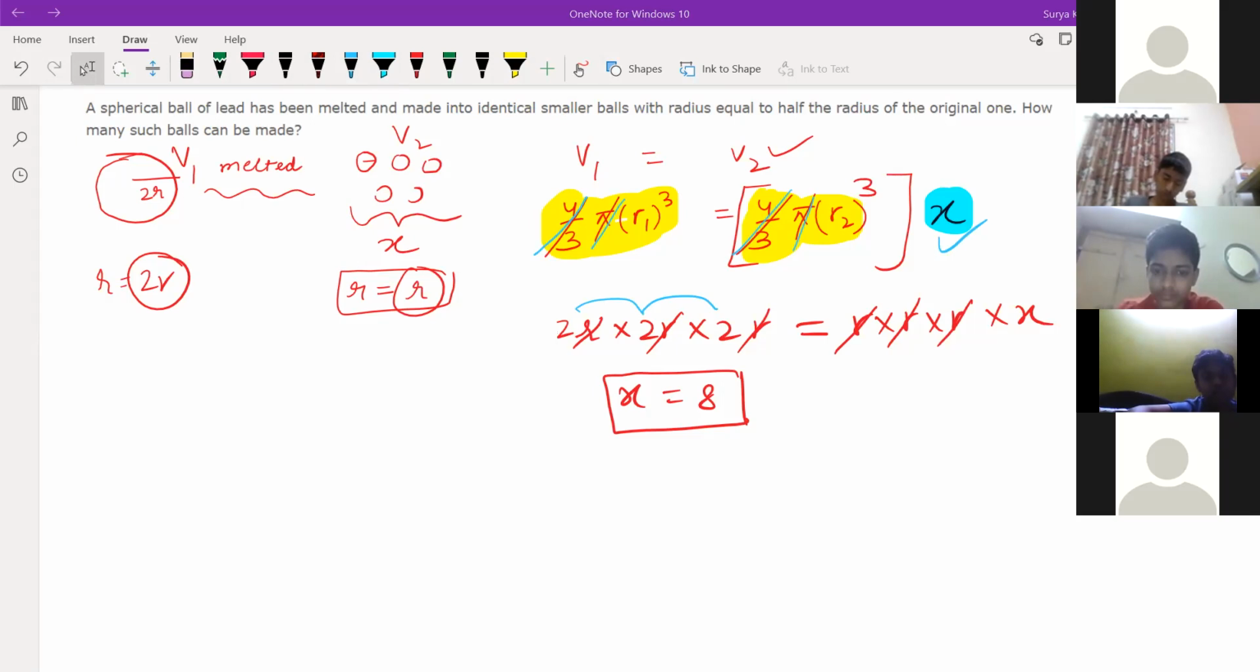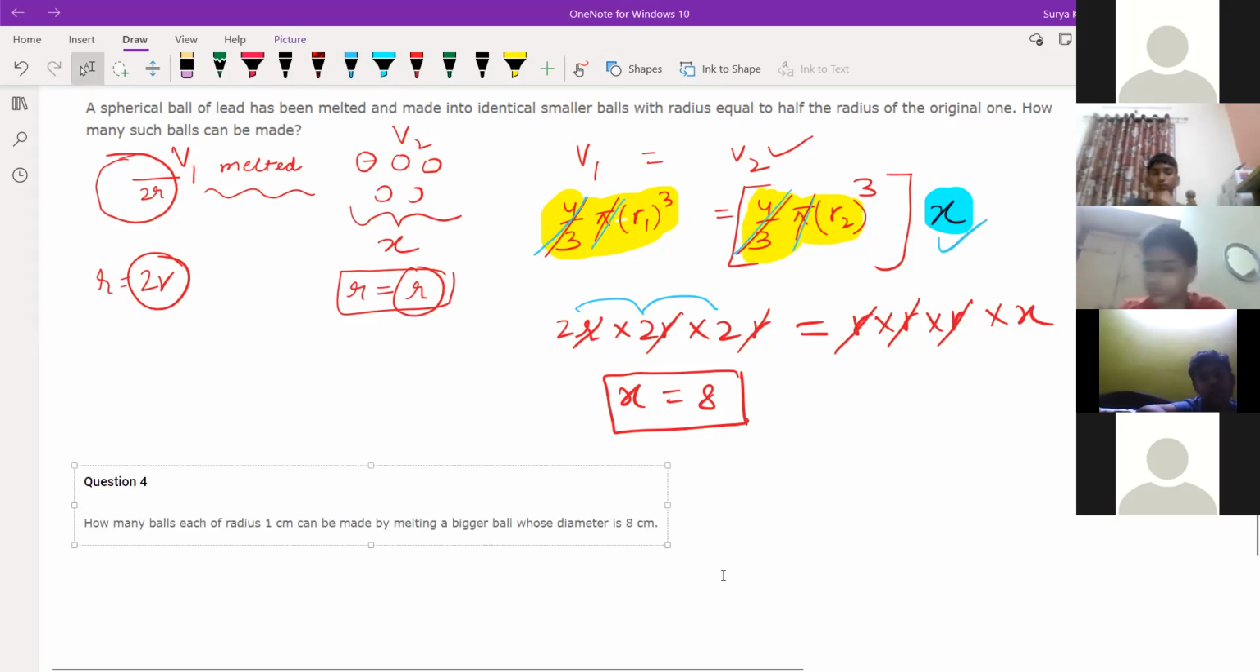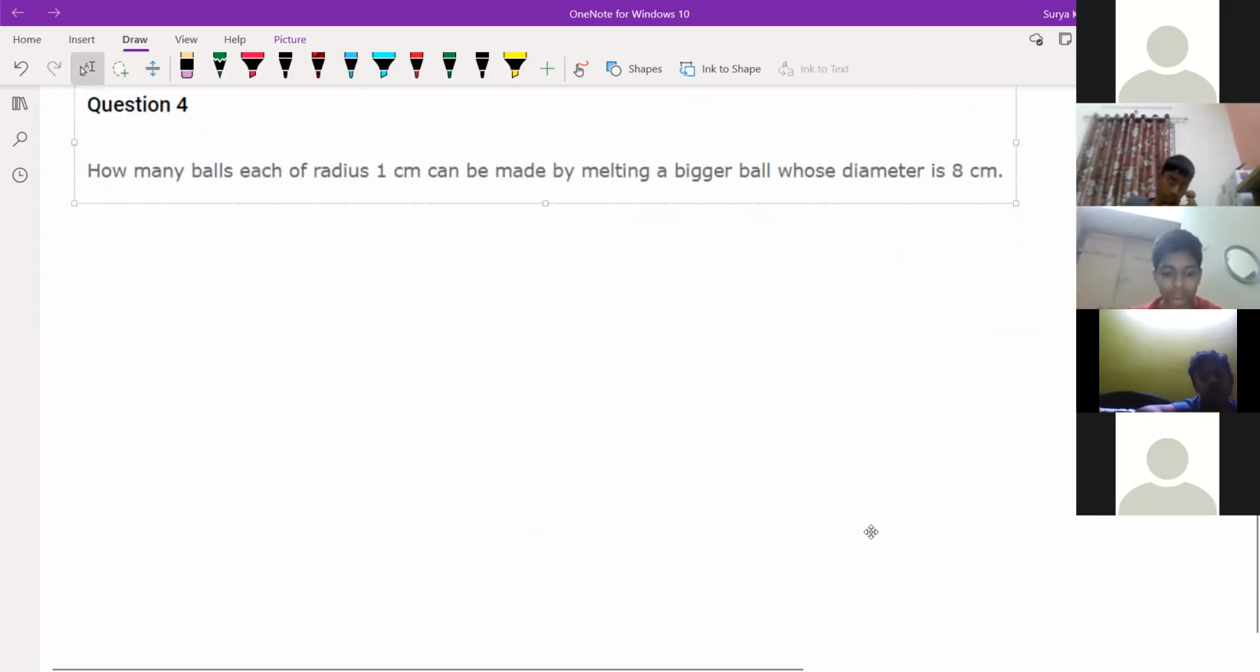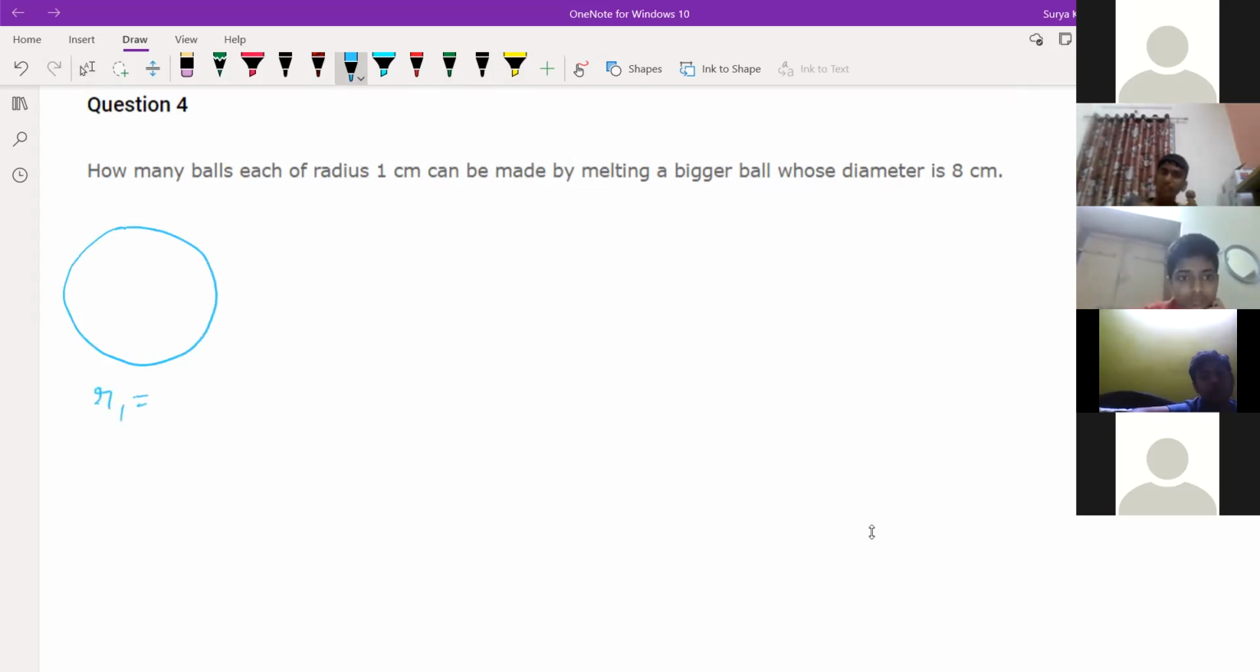So this question is also very easy. How many balls, each of radius 1 centimeter, can be made by melting a bigger ball whose diameter is 8? So this is a similar question. One bigger ball is there, this R1, that is the radius is 8 centimeter, okay? So now we are making small balls. We don't know how many balls there are. We just let X balls be there, okay? Sir, 512.